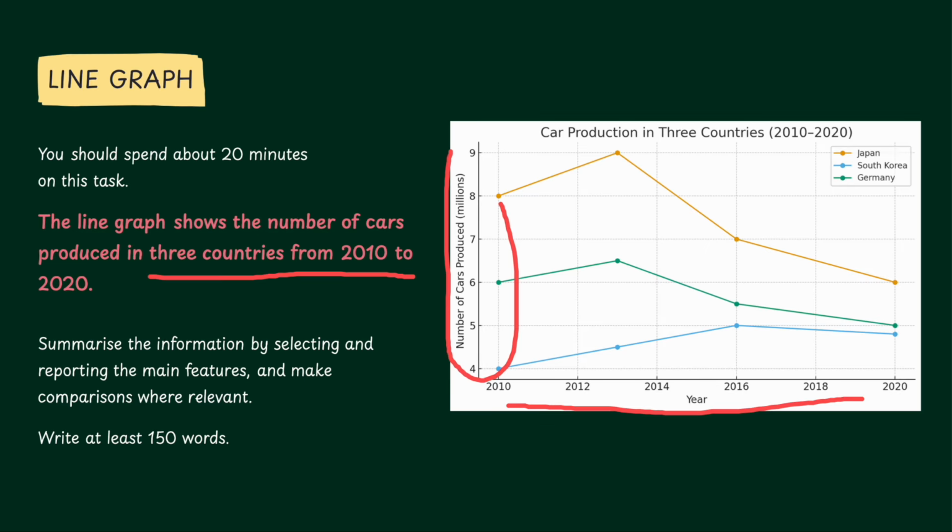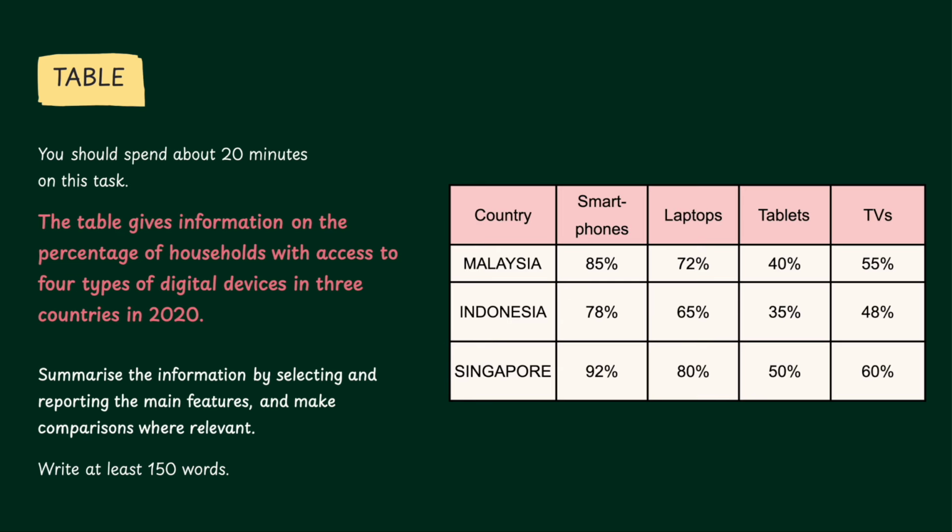So, now let's go to the next question type, a table. This one shows the percentage of households that has access to 4 different types of digital devices in 3 countries in 2020. The countries included are Malaysia, Singapore, and Indonesia. And the devices listed are smartphones, laptops, tablets, and TVs. For now, I'm just showing you the different types of questions you might get. So we're not analyzing the data yet.